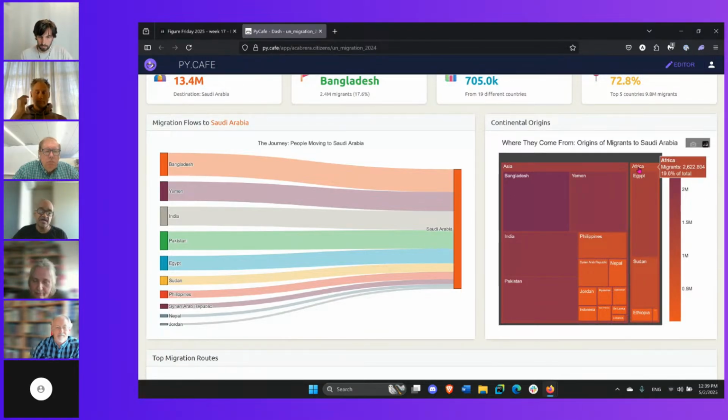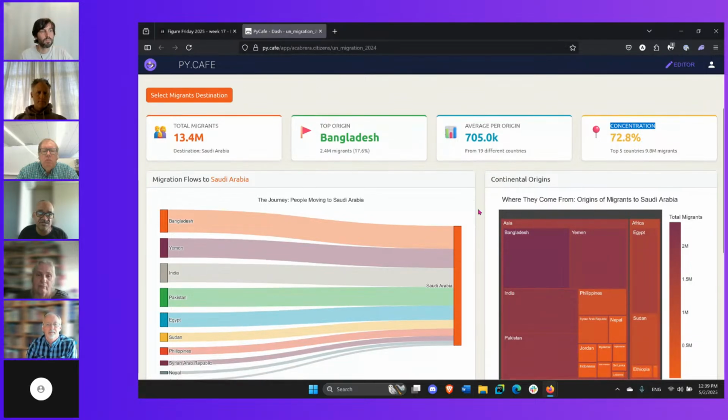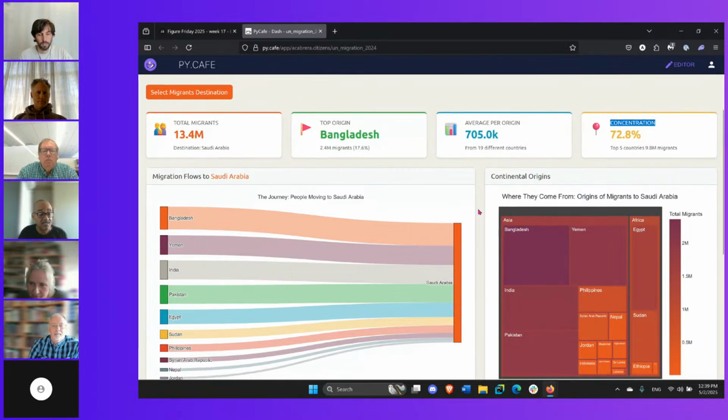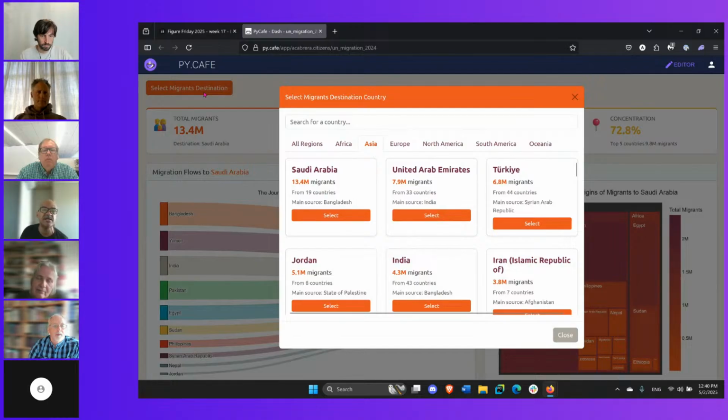On the top, you can see a summary in color about the top origin country, the top 5 concentration of people going to this country, in this case Saudi Arabia, and the total migration until 2024. I was playing around with this app, and you can discover interesting data insights. For instance, select Russian Federation.